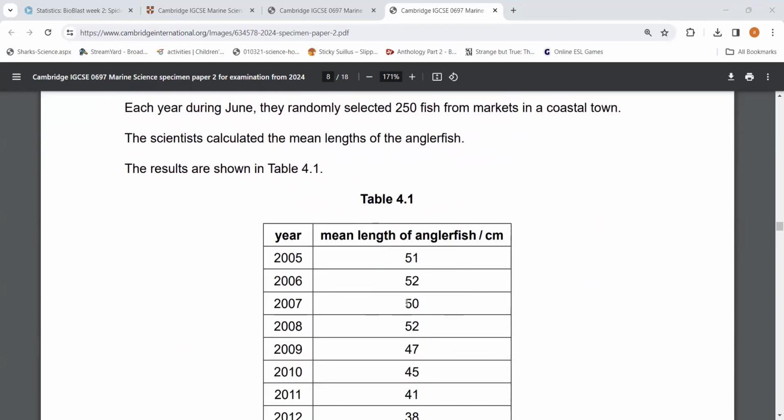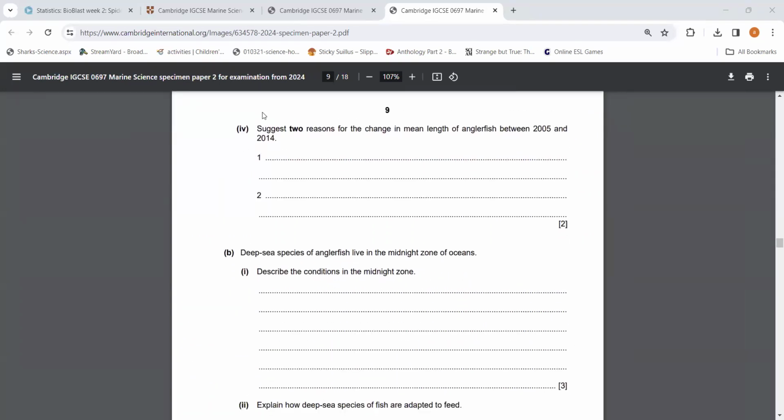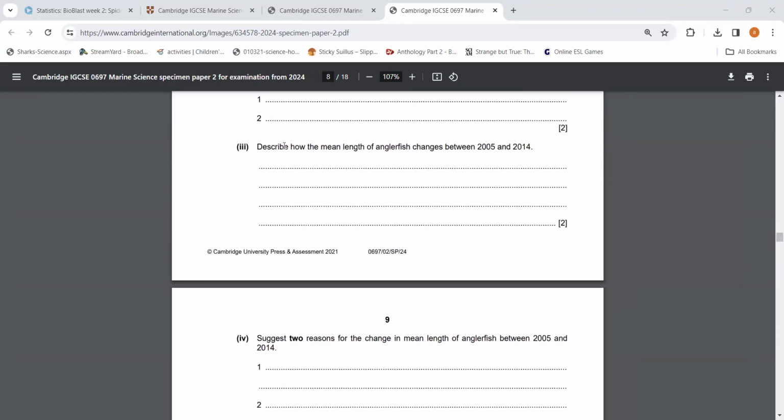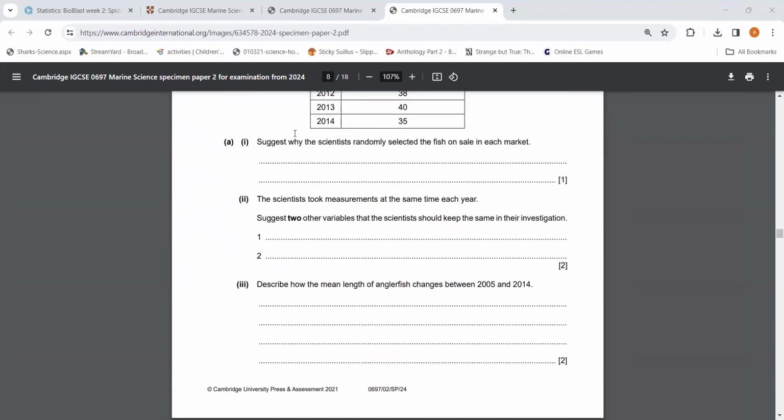So yeah, there are lots of different pressures that could be causing that. You can see that trend there. You can see they're getting smaller and smaller. So what a suggest question asks is that you think, based on common sense and my knowledge, how can I apply it to something I haven't actually learned about? We haven't specifically seen the mean length of anglerfish before, but you do know some of the things that can cause fish to not grow so well or not survive so well. So you apply that when it's a suggest question.